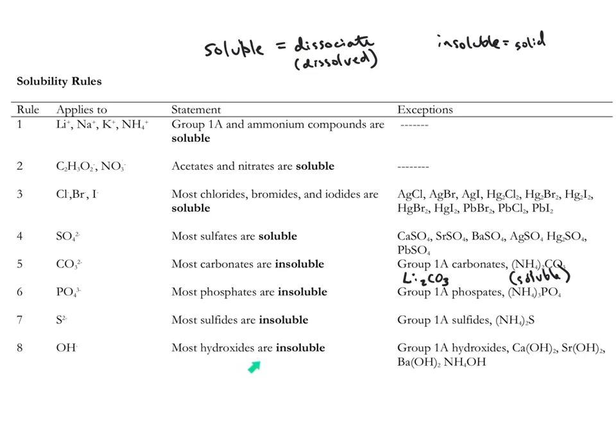And most hydroxides are insoluble. And there are a few exceptions here. 1A metals, so sodium hydroxide is going to be soluble. Calcium hydroxide is actually kind of a mix. It's sort of soluble, sort of not. Strontium, barium, and ammonium.